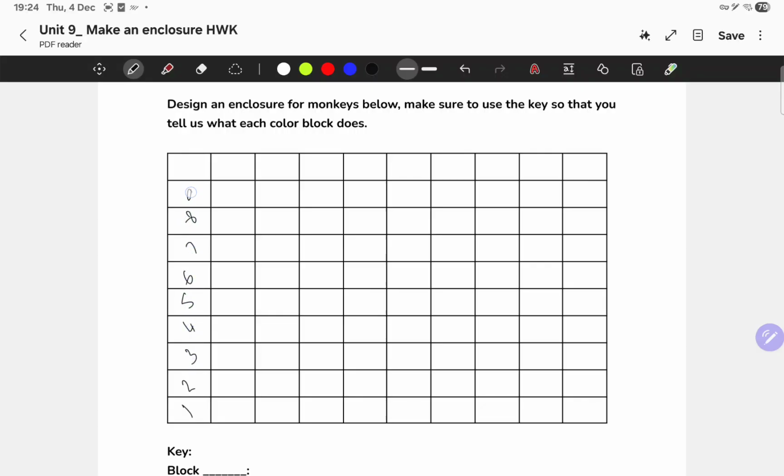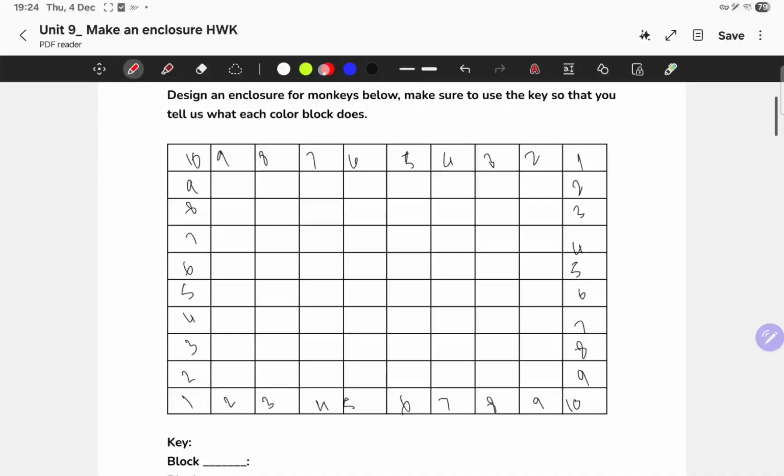Now, it can get confusing, but if you bear with me, you will be able to read these coordinate blocks. Do 9, 8, 7, 6, 5, 4, 3, 2, 1. 9, 8, 7, 6, 5, 4, 3, 2, 1. Good.